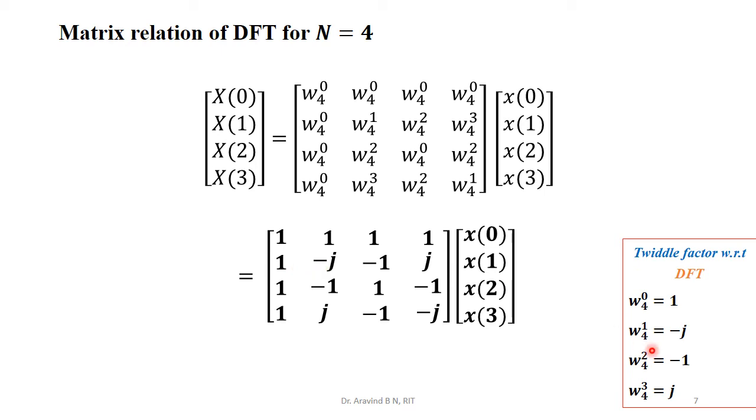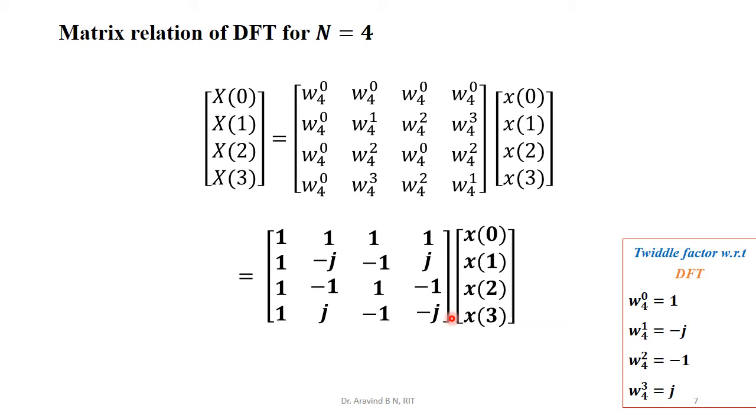Similarly, for all the twiddle factor values appearing here, substitute the equivalent real values and complex values. Then this matrix will be completely replaced by its equivalent real and complex values. This is what we are going to get, and x of 0 to x of 3 will remain as it is.